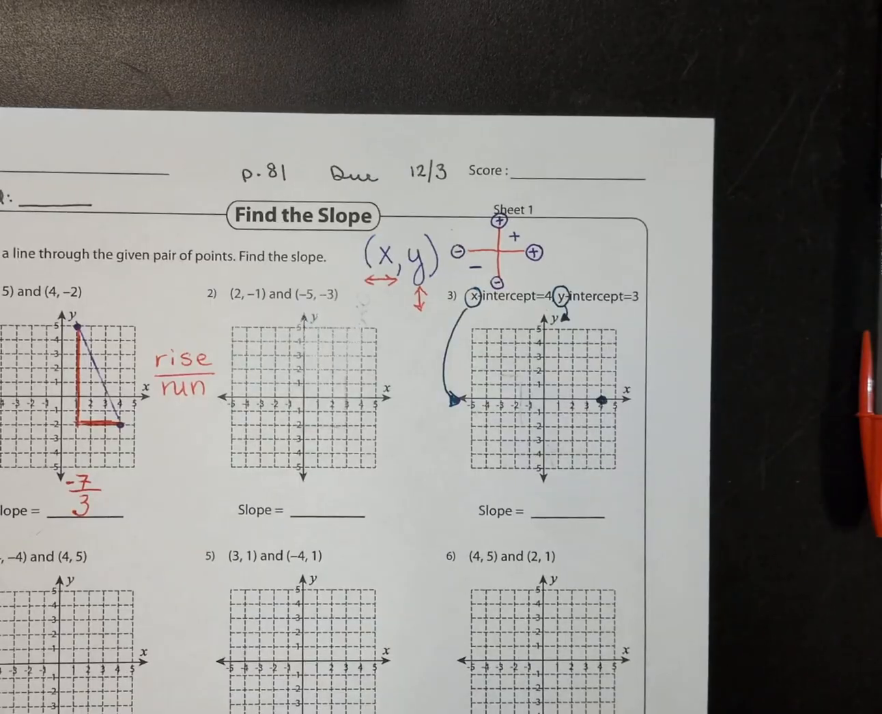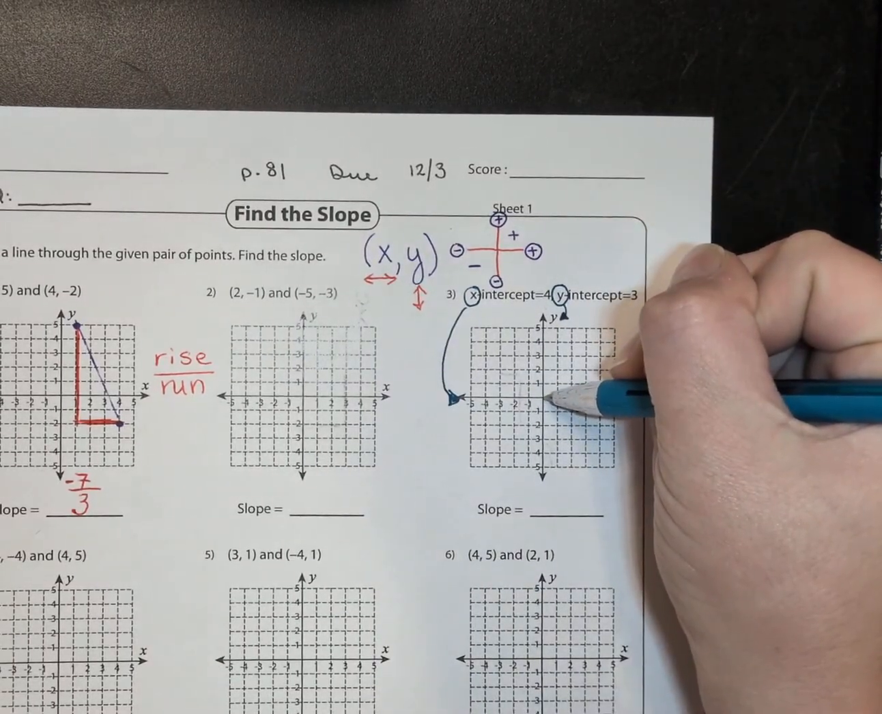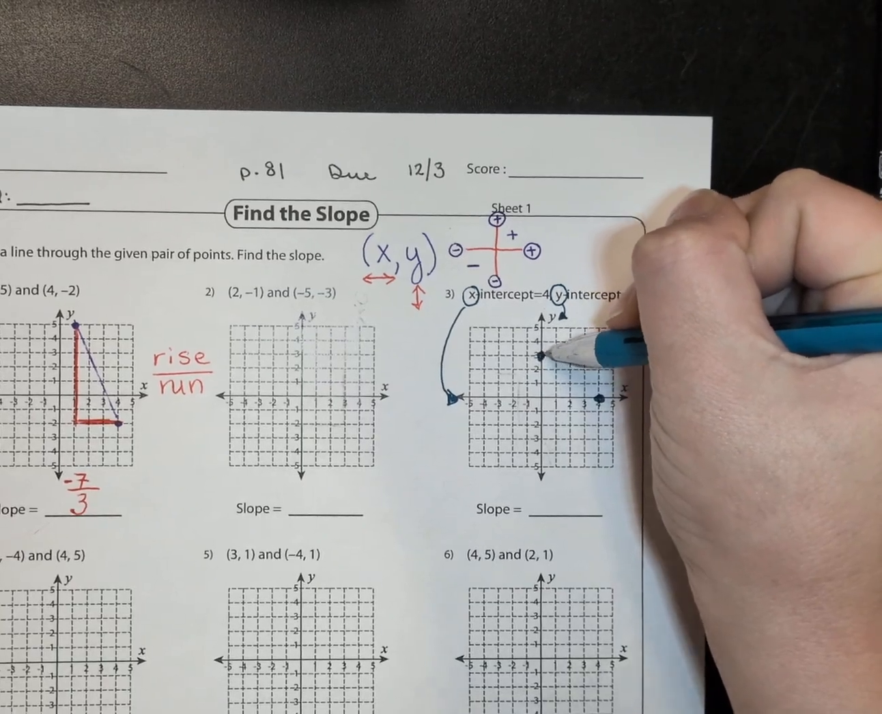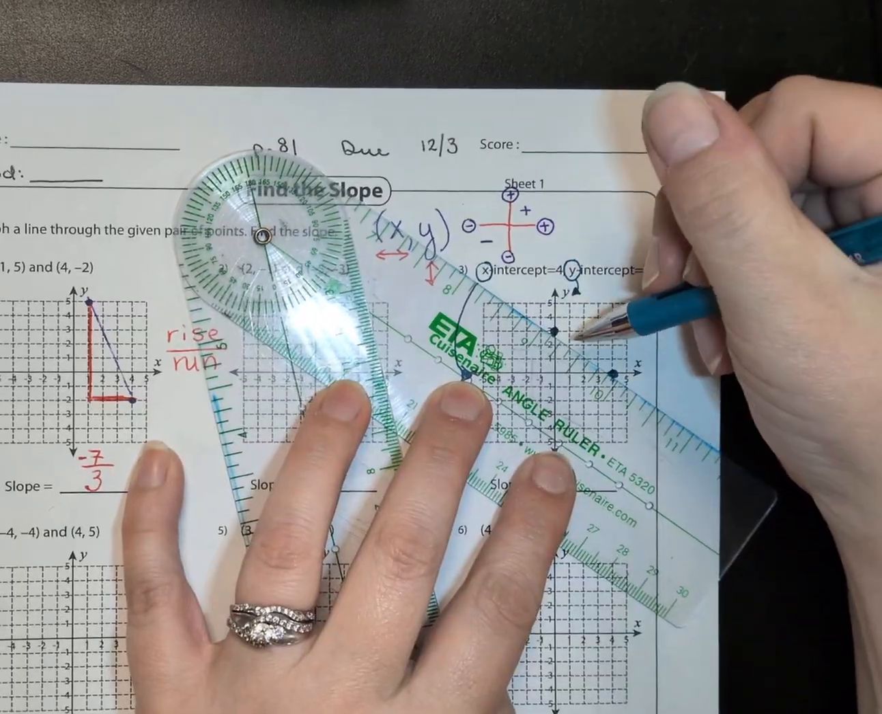Okay. Alright, so I need 3. Where's 3? I start at 0 and go... You go up 3. Up 3. There you go. Alright, and then from there, you're just going to connect your dots and then find me the slope.